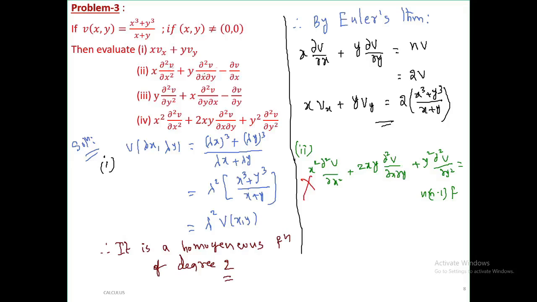And next, dou by dou x of dou v by dou y. Find out this value. Already v is given to you. Then find out dou by dou x and substitute in this, and you will get the value without applying any theorem like Euler's theorem.